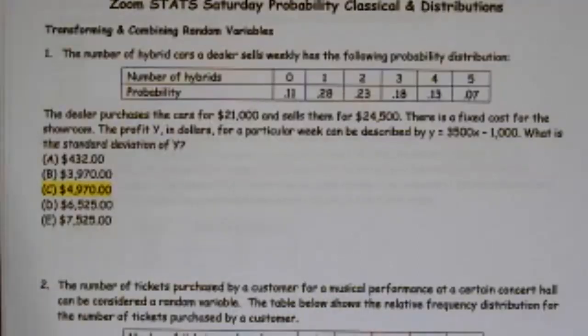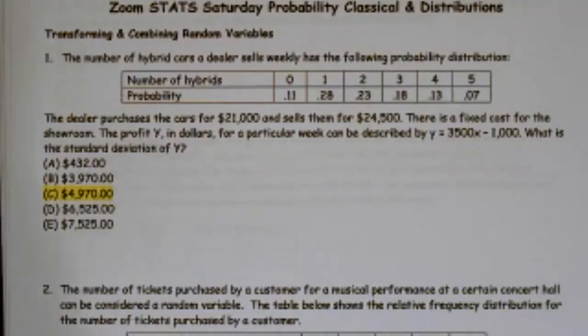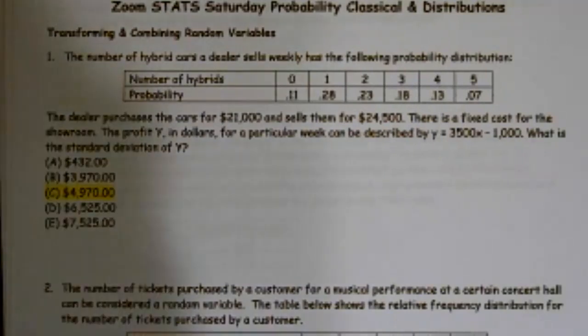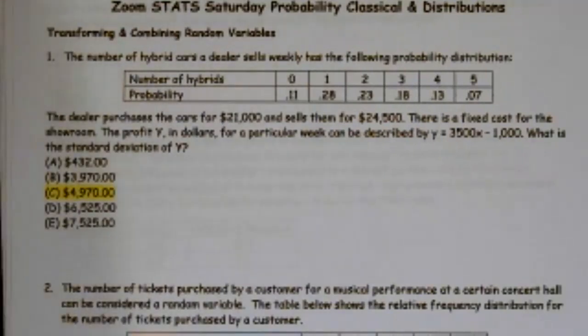We'll begin with classical and then we'll work over into distributions. We'll start off this section with some multiple choice that'll help us get to where we need to go. So we're going to start off with transforming and combining random variables.